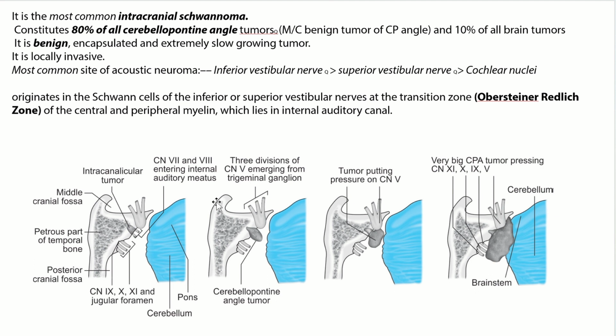I know you have already studied this, so this is just a diagrammatic representation. First there is a tumor in the intracranial part, and then it starts to grow. You can see it is in the cerebellopontine angle, and then it compresses the nearby nerves. You can see cranial nerve 5, then cranial nerves 11, 10, 9. It compresses them, and that's how we get the symptoms. That's it. Now let's go towards our mnemonic.